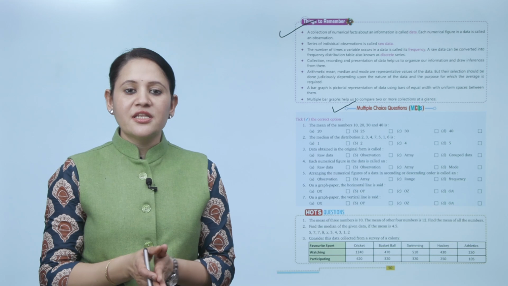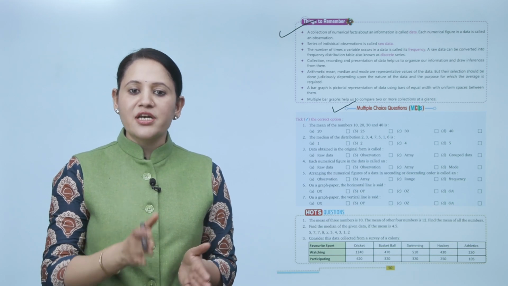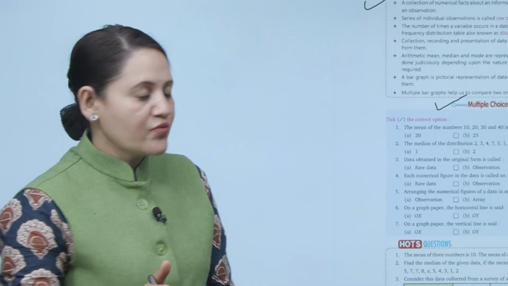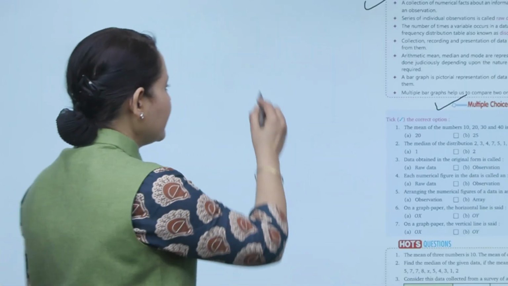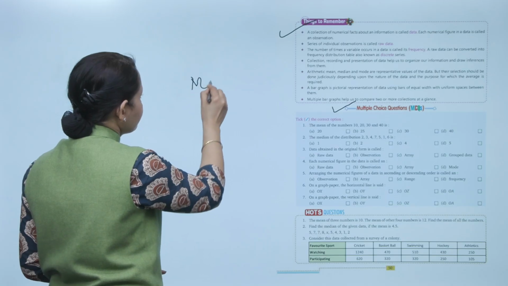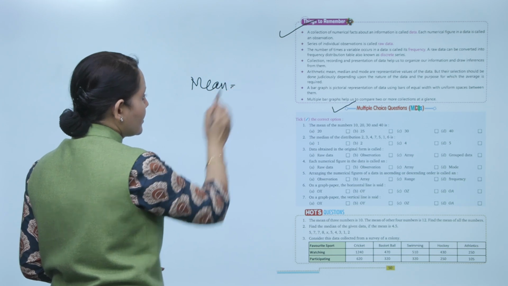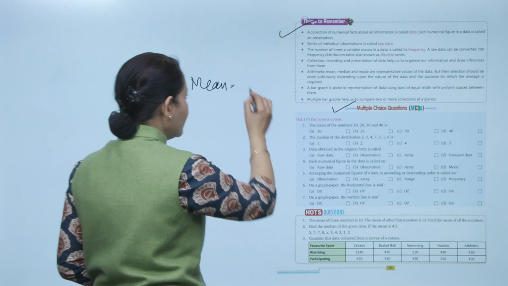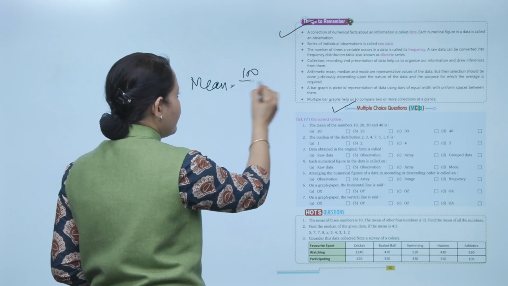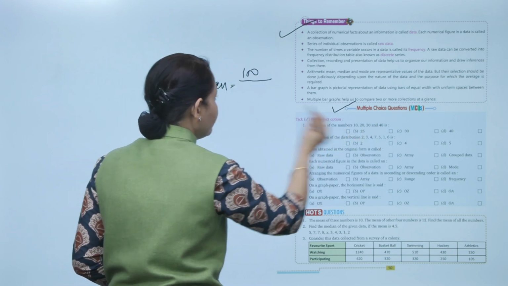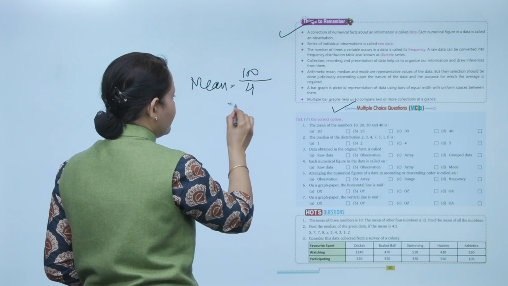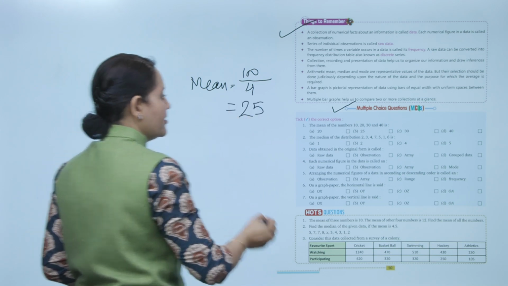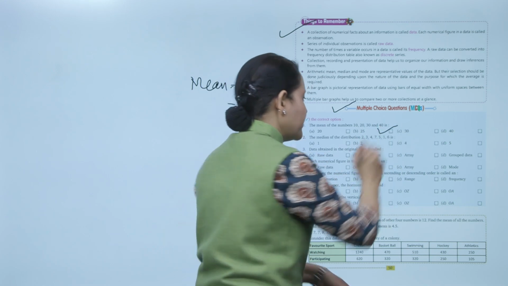Choose the correct option: the mean of the numbers 10, 20, 30 and 40. So we have to find the mean of these numbers. First we will find the sum of these numbers. 10 plus 20 is 30, 30 plus 30 is 60, and 40, total 100. And the number of observations is 4. 100 divided by 4 equals 25. So option B is the correct answer.